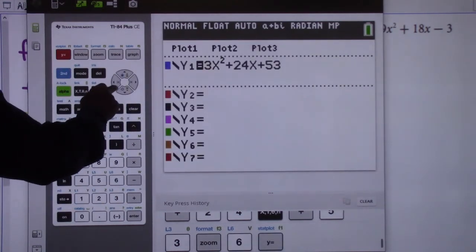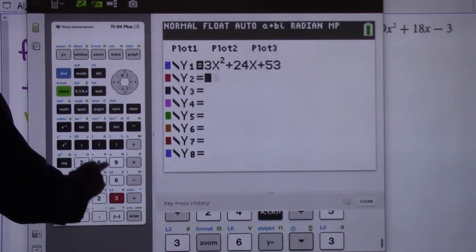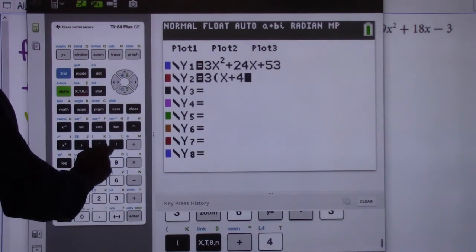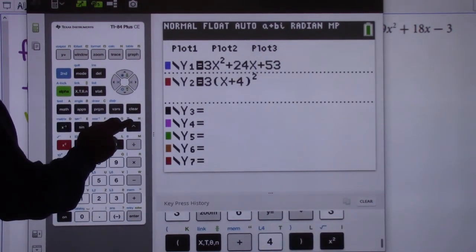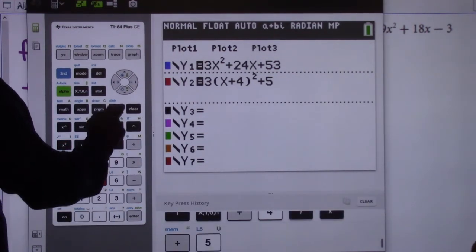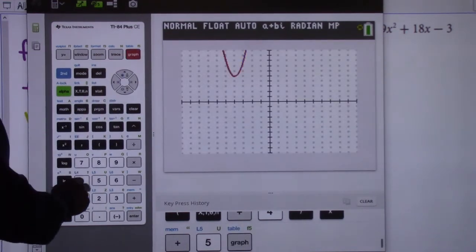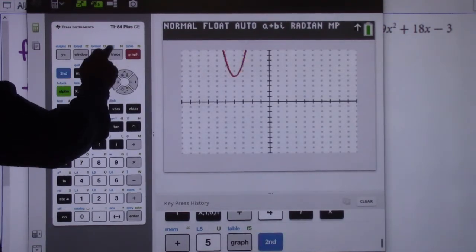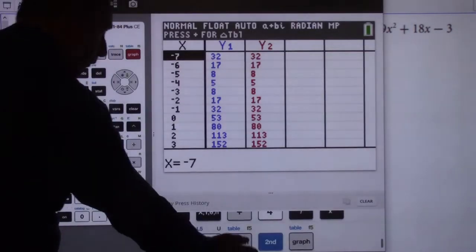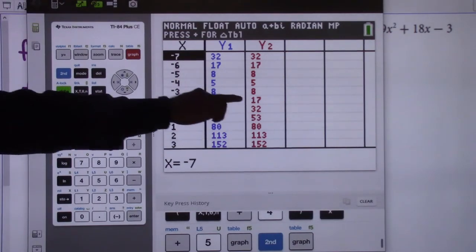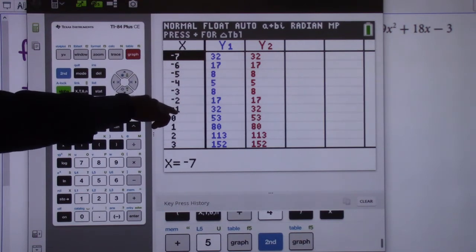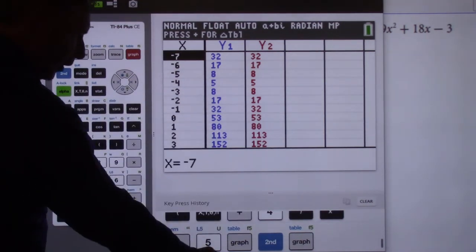And then we test it down here by going 3 times (x plus 4) squared, and it was plus 5? And then we see what that looks like. We graph it. Looks like one right over the top. We check the table view. Same. So Madison, we checked in the calculator, they're both the same. We're good. Okay, Bailey, you can go ahead.